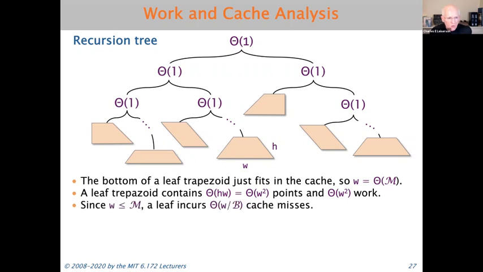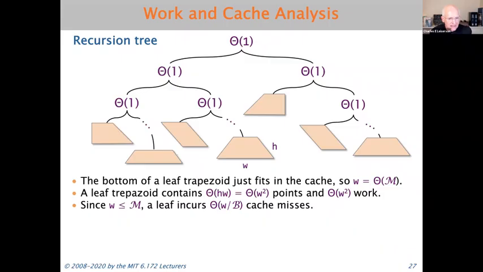Okay. Once the bottom of the trapezoid fits into cache, the calculation of that trapezoid proceeds with no cache misses other than those needed to bring the bottom alone into the cache. So you bring the bottom in, and that's all we have to do. And since a trapezoid's bottom is contiguous in memory, the segment caching lemma says that it takes order W over B misses to read it into cache.